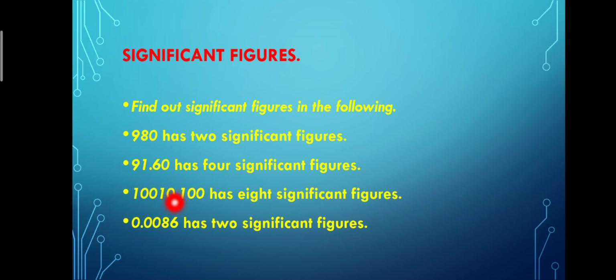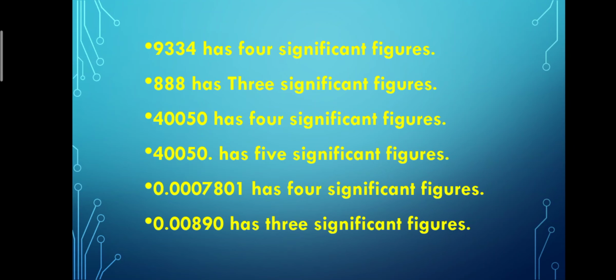10010.100 has eight significant figures because these zeros are trapped zeros and the last two trailing zeros are significant because the decimal is shown here. 0.0086 has two significant figures because leading zeros are not significant.